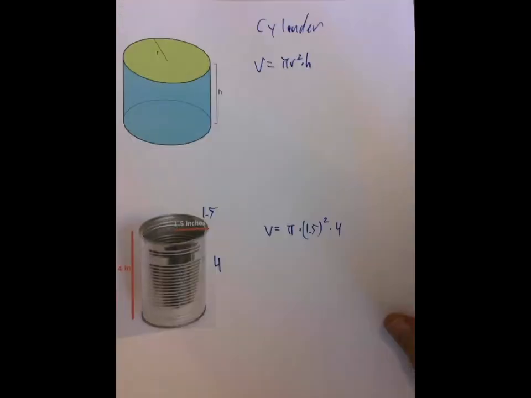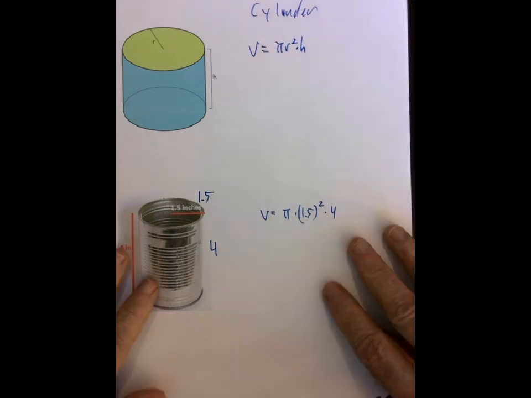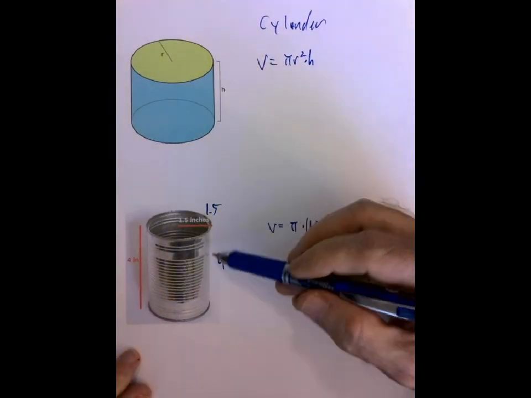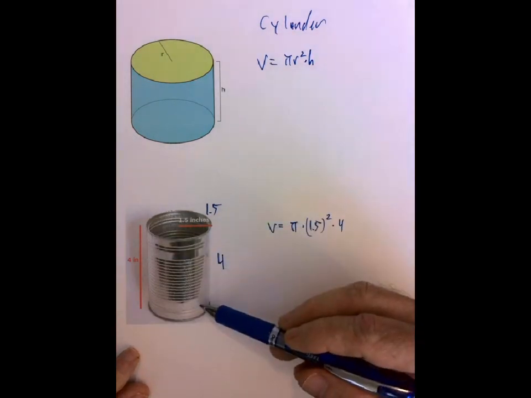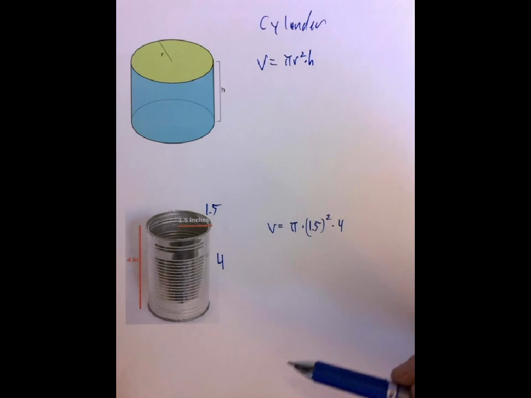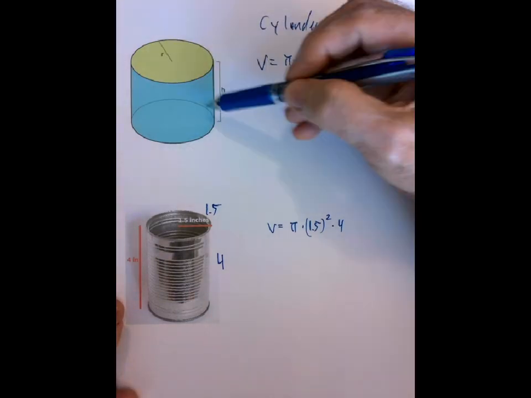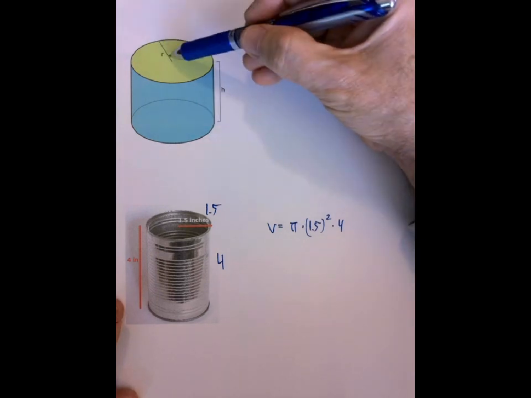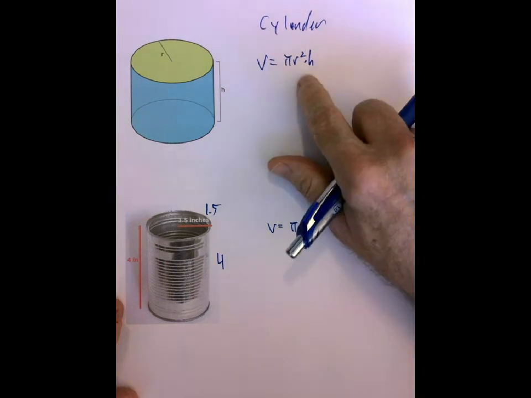cylinders. Okay, a cylinder is a shape like a tin can that's got a circle on the top and a circle on the bottom that are flat with straight sides, right? And in this cylinder, the circle on the top and the bottom are the same size and the same shape, so they both have a radius of r, and they both have a height. And it turns out that we can get the volume of this.